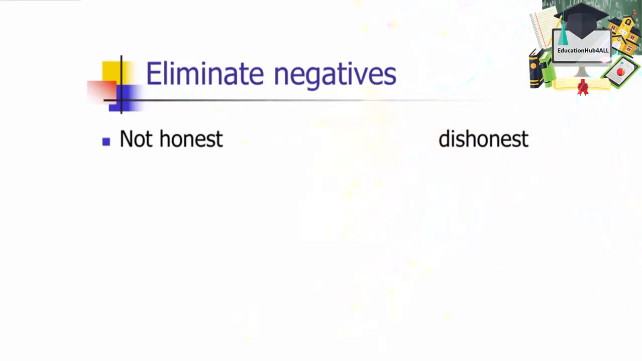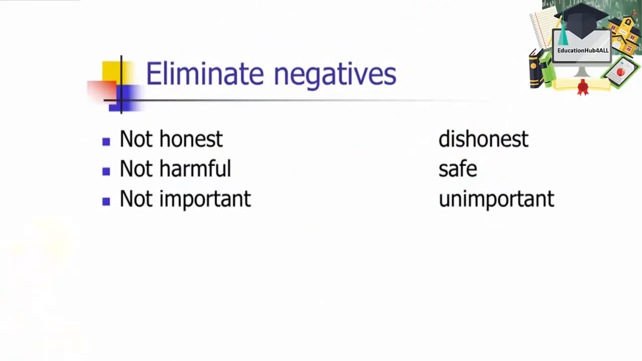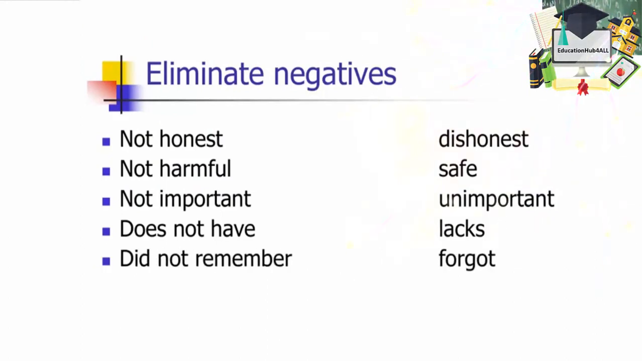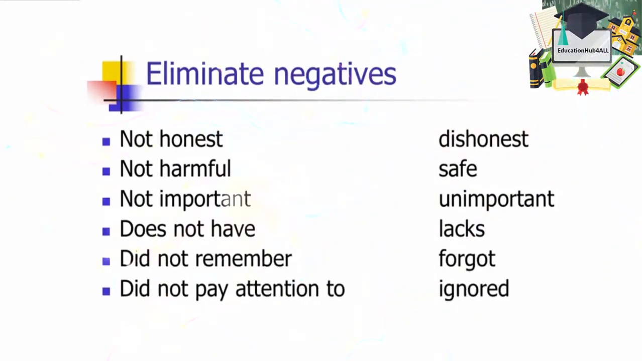So there's almost always a way to turn a negative into a positive. Instead of not honest, you can say dishonest. Instead of not harmful, say safe. Not important, you can just say unimportant. Does not have, that's lacks. Did not remember, you can say forgot. Did not pay attention to, say ignored. Did not succeed, failed. You get the idea.